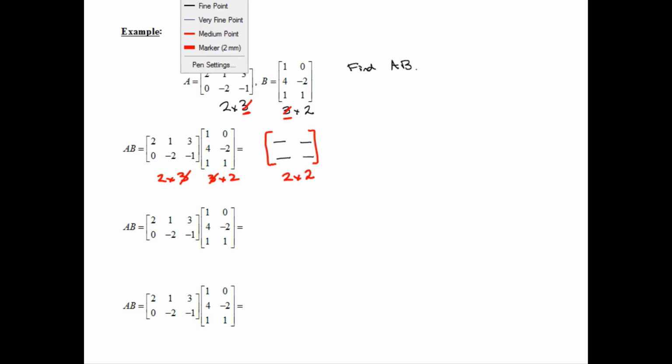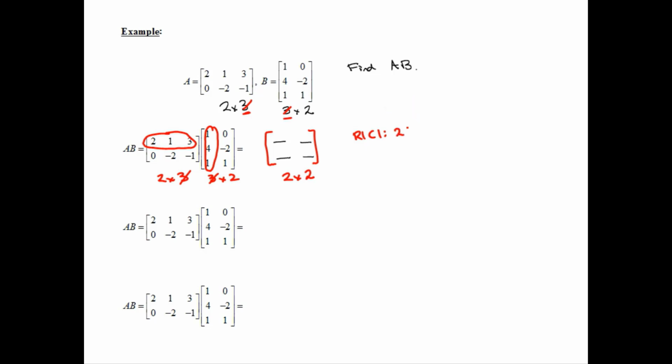To get the row 1, column 1 in our result, what we're going to do is we're going to take row 1 here, and we're going to multiply it by column 1 here, just the way that we did before. So we're going to do 2 times 1 plus 1 times 4 plus 3 times 1. That's going to give me 9. So I'm going to put the 9 right here because that is the row 1, column 1 position.